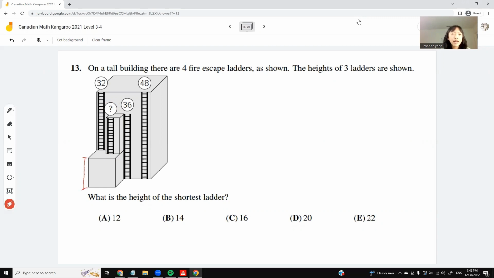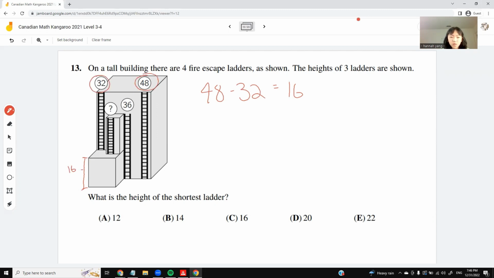So we can see that this ladder, which is 32 feet tall, is also on the same block and also ends at the same edge or at the same point as this ladder, which is 48 feet tall. So we can simply do 48 minus 32, which would give you 16. And that is the height of the block, because that's the difference between this ladder and this one.